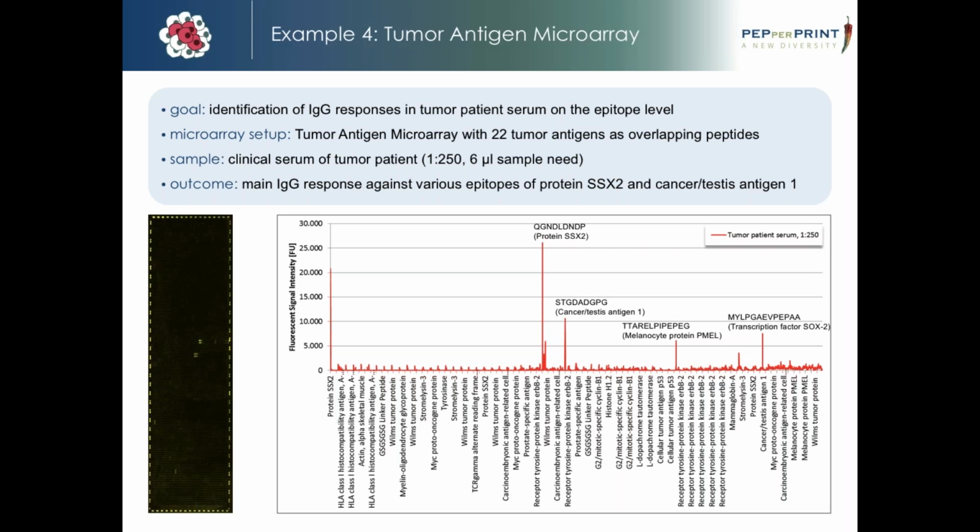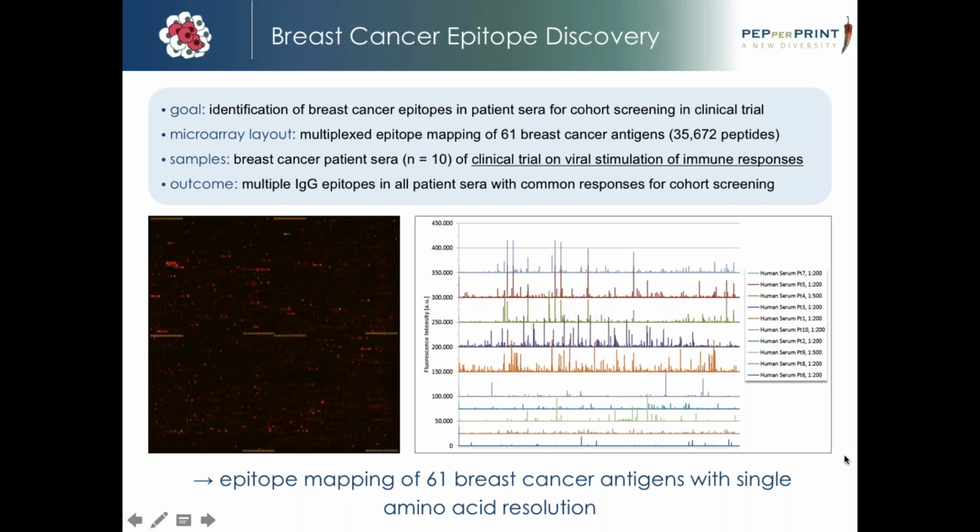Other standard peptide microarrays for cancer research include the melanoma antigen array, which I discussed previously, and oncovirus peptide microarray or breast cancer discovery microarray, which I'll discuss now. So this study was initiated by Duke University. We performed a highly multiplexed epitope mapping of IgG responses of 10 breast cancer patient sera with a discovery microarray with 61 selected breast cancer antigens corresponding to more than 35,000 different peptides. The goal of the study was to identify common IgG responses for the second-generation peptide microarray for a clinical trial of the viral stimulation of anti-tumor antibody responses.